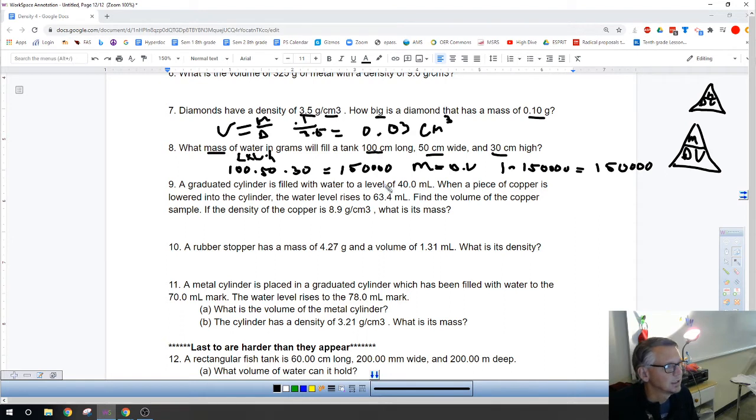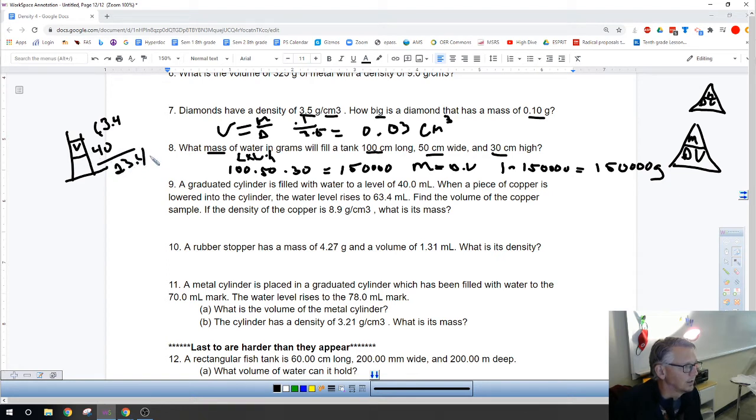Just double checking myself, and if we're looking for mass, that's going to be labeled in grams. A graduated cylinder is filled with water to 40 milliliters. A piece of copper is lowered into the cylinder. The water level rises to 63.4. So we start off with a graduated cylinder at 40, and we drop it in, and it goes up to 63.4. So that in there is your volume. So if we subtract that, 23.4 is going to be our volume.